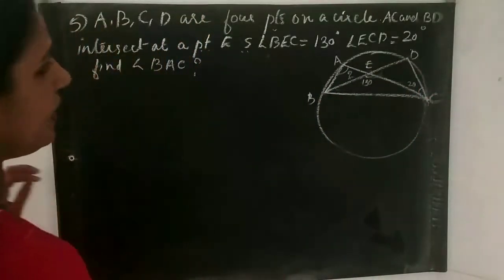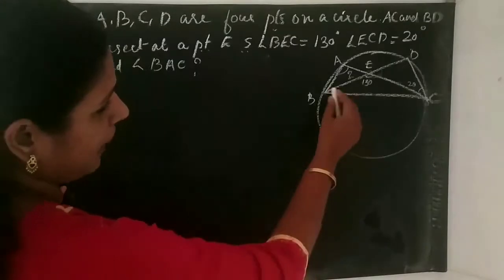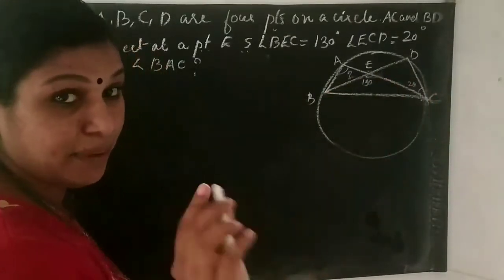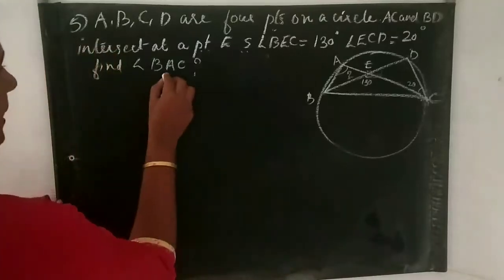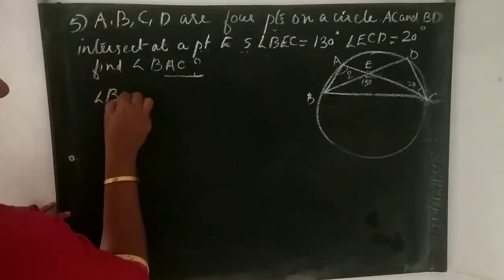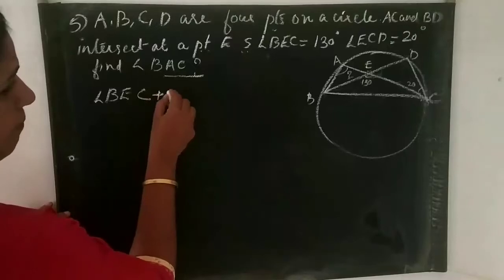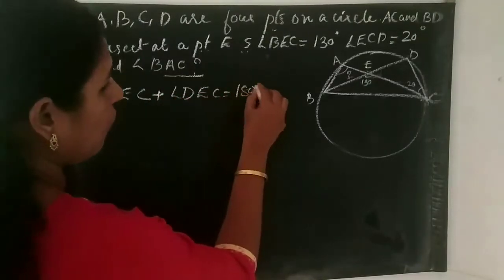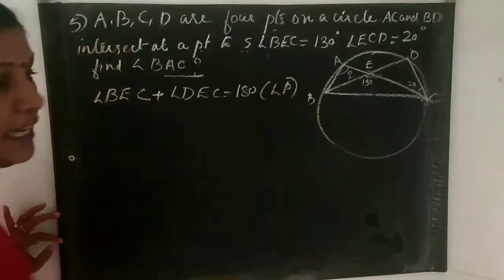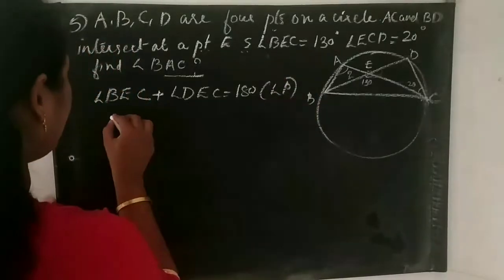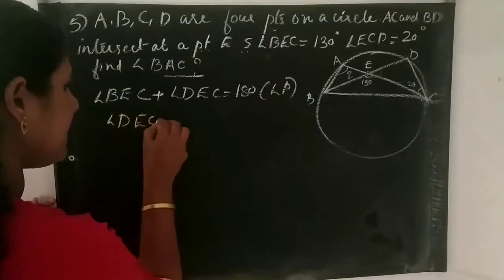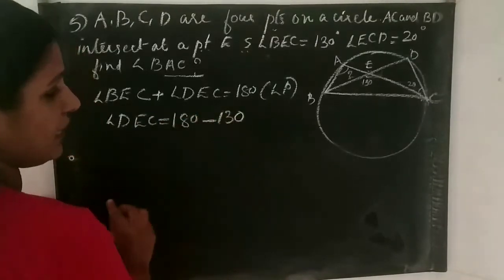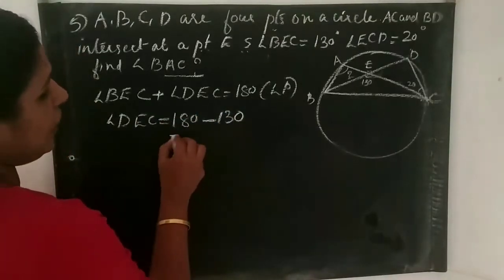So first we have to find angle DEC. Angle BEC plus angle DEC equals 180 degrees because of linear pair. From this, angle DEC equals 180 minus 130. 180 minus 130 is what? That is 50.